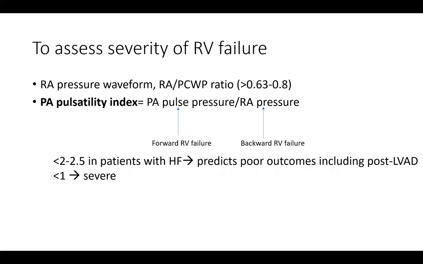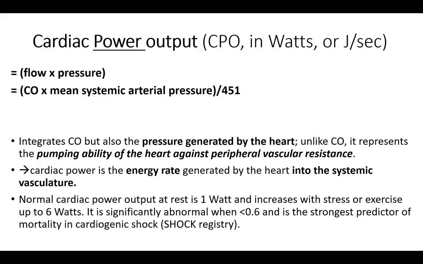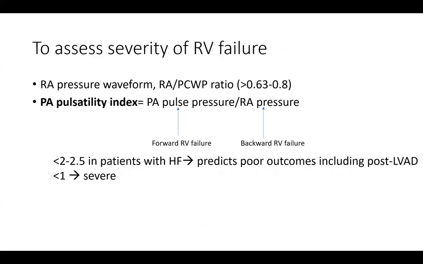Another number I want you to know in cardiogenic shock. So in cardiogenic shock, beside all the cardiac output, PA sat and mixed venous sat we talked about, I want you to know cardiac power output, and I want you to know PA pulsatility index, which is very much used to assess RV failure in cardiogenic shock, the RV component of cardiogenic shock. So it's equal to PA pulse pressure divided by RA pressure.